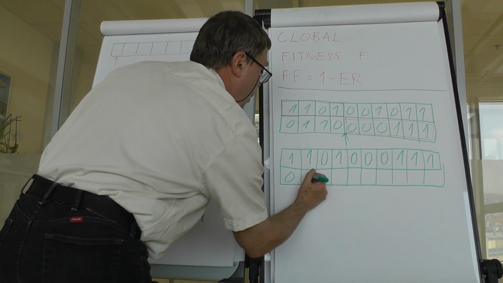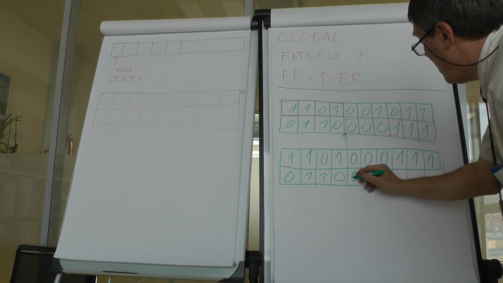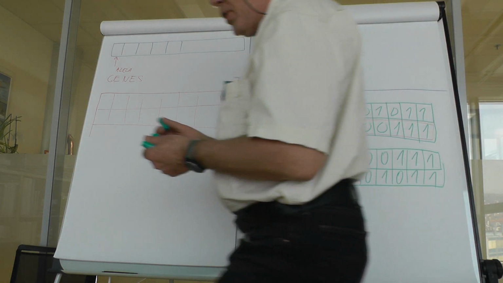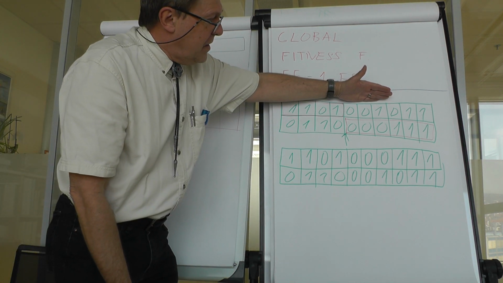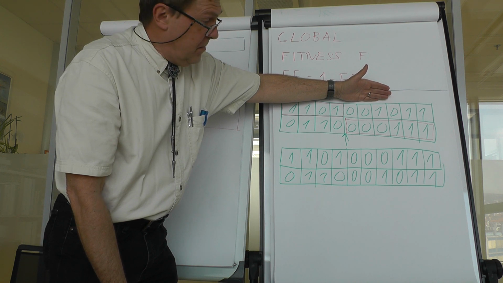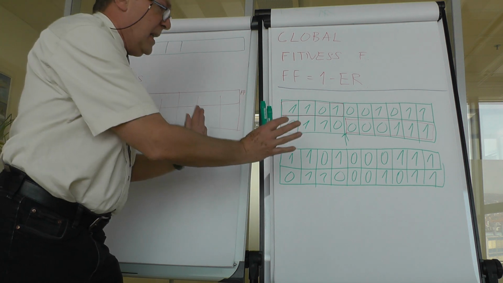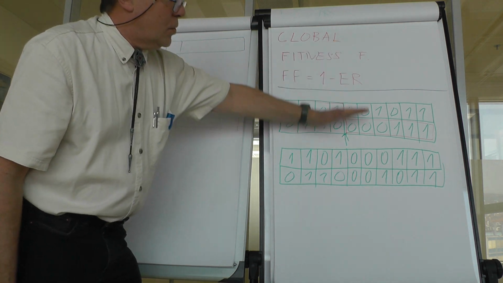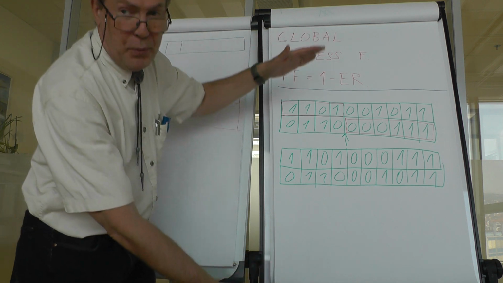And we can put down the other child: 0, 1, 1, 0, 0, 0, 1, 0, 1, 1. So we have produced two children that somehow inherit from their parents. There is a big portion of randomness in this. But anyway, somehow this works. And we, of course, do this many times so that we create a big population.